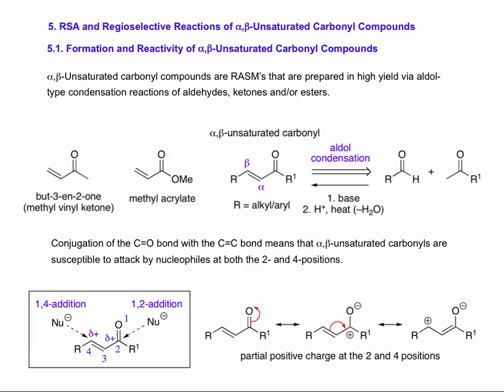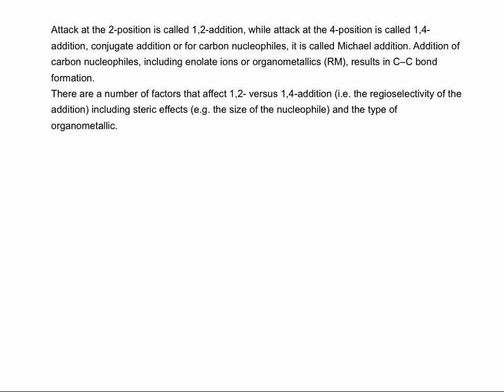And we can explain this through resonance. If we look at resonance forms of the alpha-beta unsaturated carbonyl, push the electrons onto oxygen, and you'll see in this resonance form we have a positive charge on the carbon at the 2 position, and in this resonance form we have a positive charge on the carbon at the 4 position. Attack at the 2 position is called 1,2 addition, while attack at the 4 position is called 1,4 addition, conjugate addition, or if we're using carbon nucleophiles, it's called the Michael addition.